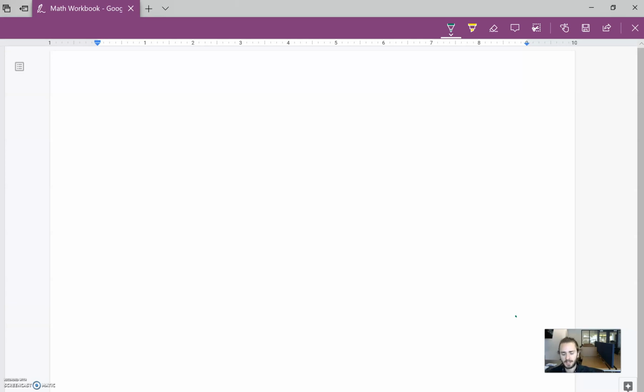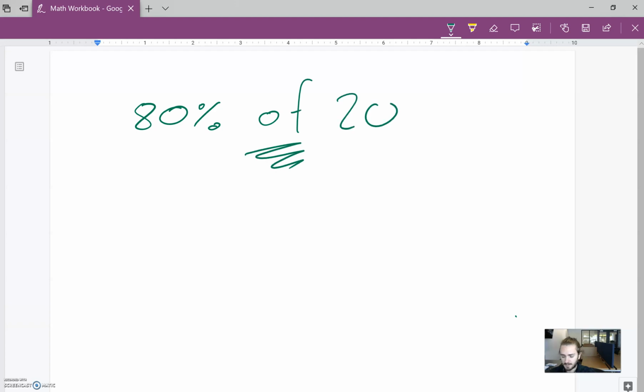So for example, if we were doing, let's say, 80% of 20, right? So we've got 80% of 20. That word of is always going to be our tip-off, reminding us to multiply. Okay, so then all we need to do is turn 80% into a decimal so that we can do our multiplication with that. So 80%, that's 80 out of 100, so we know that's 0.8 as a decimal. And we're going to multiply that by 20.